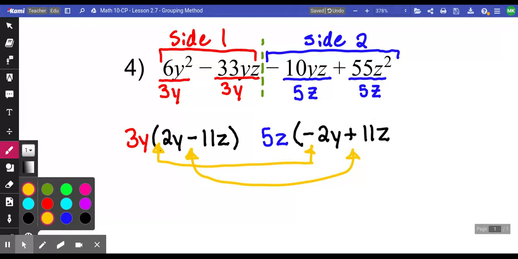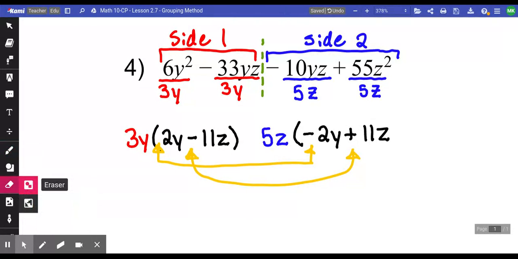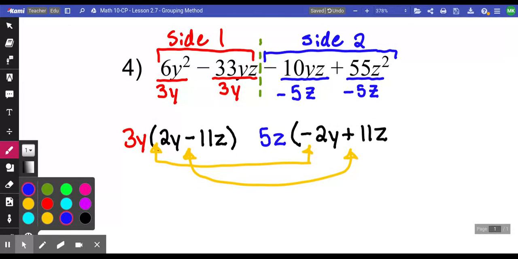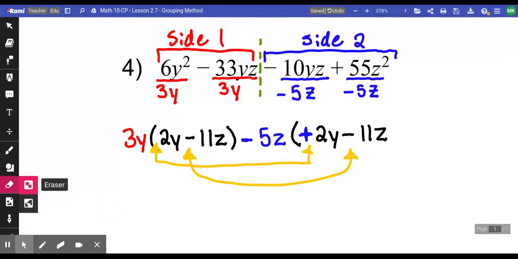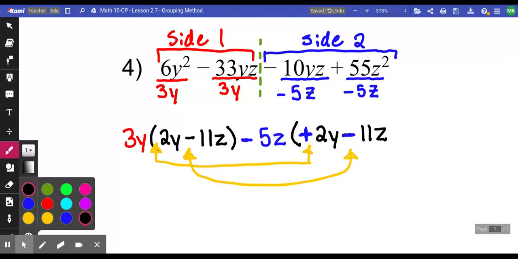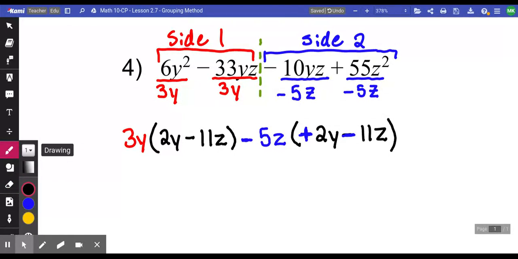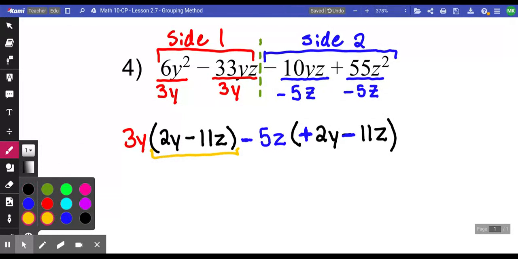So instead of taking out a positive 5z, I'm going to take out a negative 5z. And by taking out a negative 5z, it will change this to be plus 2y, because negative 10 divided by negative 5 is positive 2. And it will change this to be a negative 11z, because positive 55 divided by negative 5 would be negative 11z. And now my symbols do match. And now these two binomials are the same thing. And remember, these two have to be the same thing, or else grouping method didn't work.